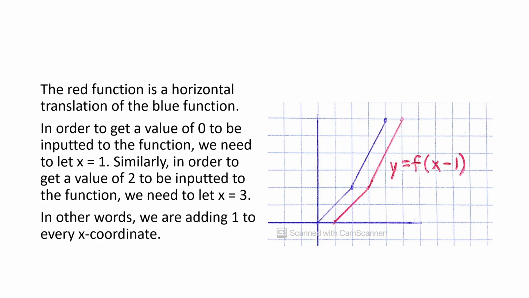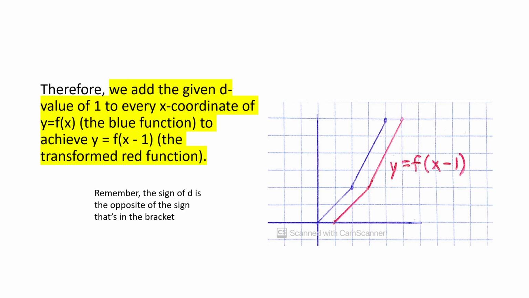So the red function is a horizontal translation of the blue function. In order to get a value of 0 to be inputted to the function, we need to let x equal 1. In order to get a value of 2 to be inputted to the function, we need to let x equal 3. In other words, we're adding 1 to every x coordinate. Therefore, we add the given d value of 1 to every x coordinate of y equals f of x, the blue function, to achieve y equals f of x minus 1, the transformed red function.